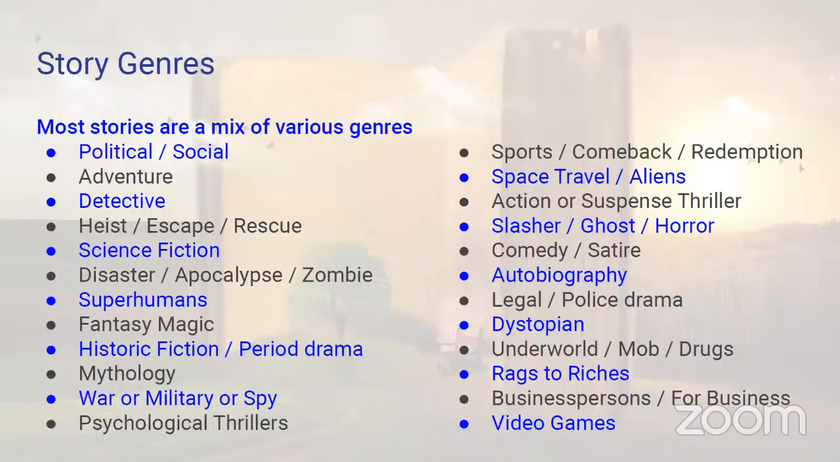Rags to riches, similar to biographies or otherwise, also how a person comes through a difficult situation, and the situation can be social, financial, political, but you end up having a feel good story.